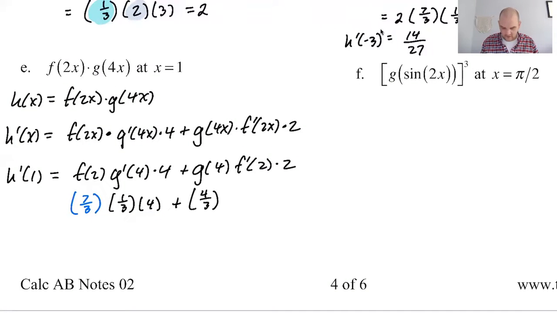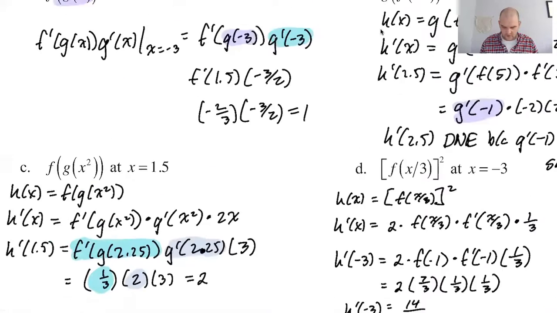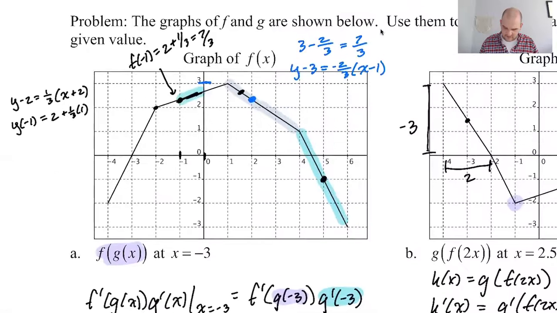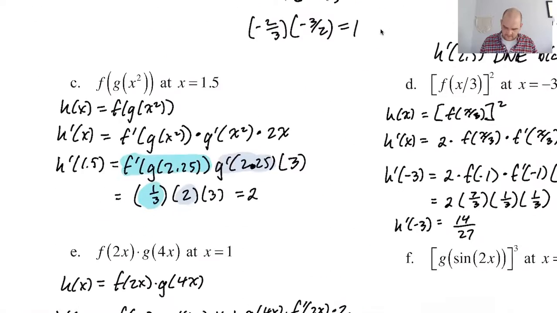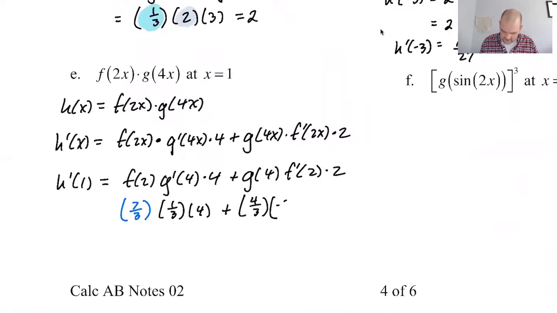We need f prime of 2, which again, we probably should have gotten while we were there. F prime of 2, we're looking at this, right? So it's down 2 over 3, -2/3. So close, -2/3. And then we got to multiply by 2. Okay, so what on earth?